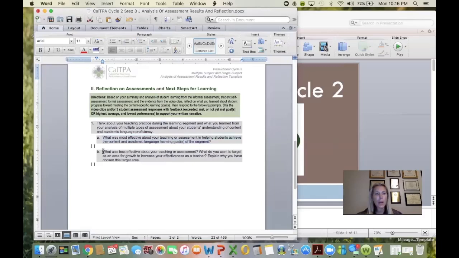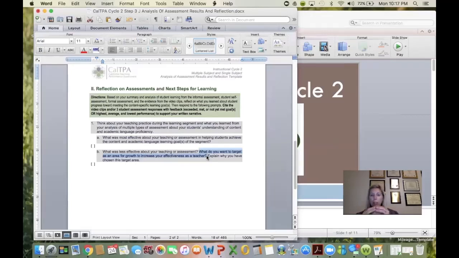And then the next part, what was less effective? So what would you change? What would you do differently, right? That's probably a conversation you have with your faculty every time you meet with them. What went well and what would you change or do differently? So what was less effective about your teaching or the assessment? What do you want to target as an area of growth to increase your effectiveness as a teacher?